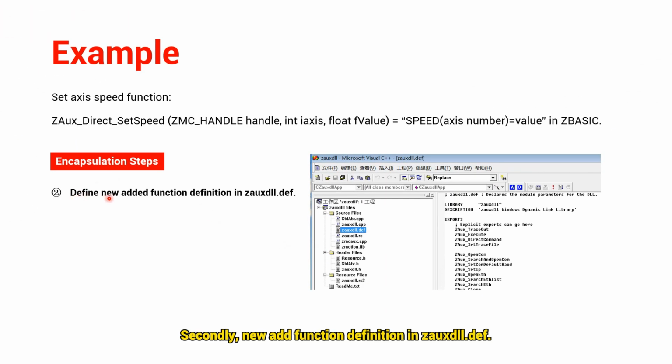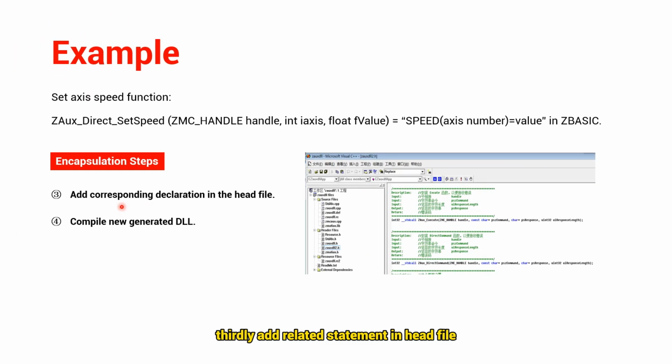Secondly, add the new function definition in the Zmotion DLL point def. Thirdly, add a related statement in the head file. The last, compile and generate the new DLL.